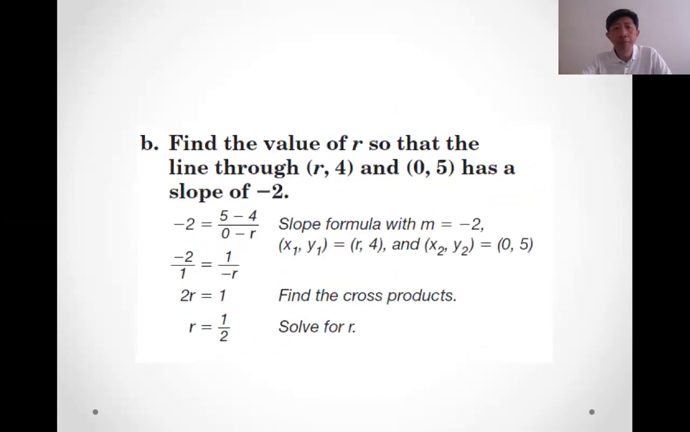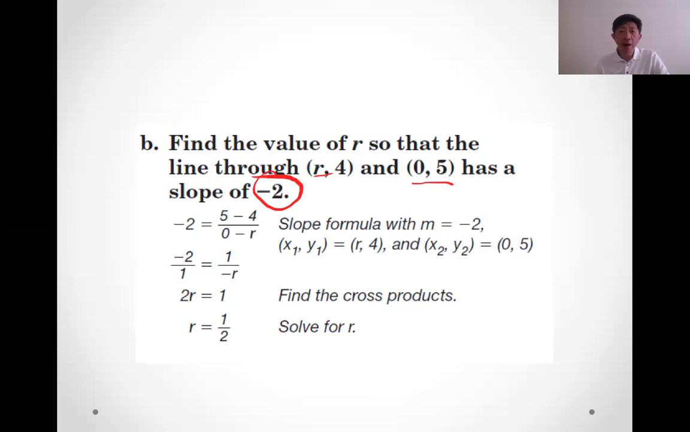Next problem. Find a value R so that the line through (R, 4) and (0, 5) has a slope of -2. So in this problem, we already know the slope is -2, right? And we know one point is (0, 5), and the other point has the coordinates R and 4. So we have to find R. So we plug in the slope of -2 there.